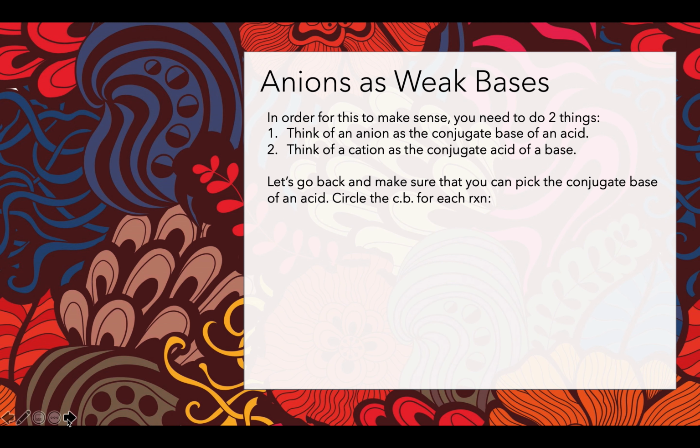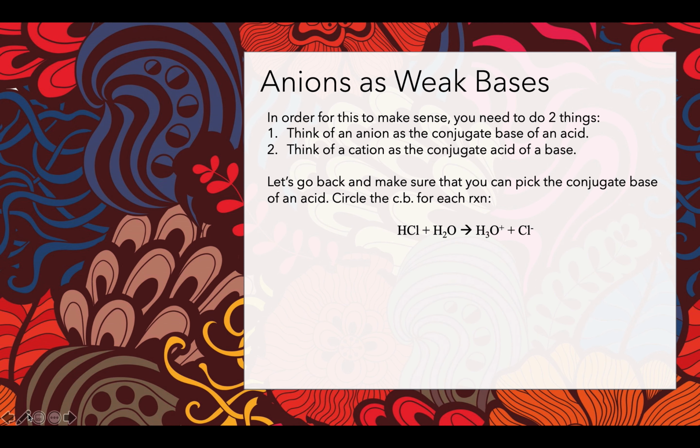So let's go back and make sure that you can pick the conjugate base of an acid. What I want you to do is circle the conjugate base for each one of these reactions. Our first reaction, we have HCl plus H2O. Take a moment and go ahead and circle which one you think is the conjugate base.